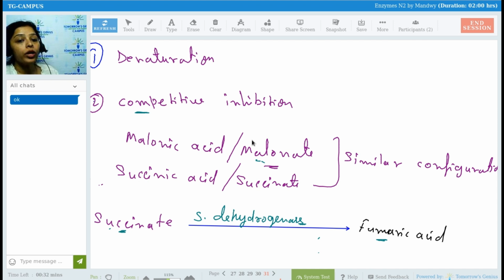Another way to inhibit the enzymatic action is by non-competitive inhibition. This is the third.